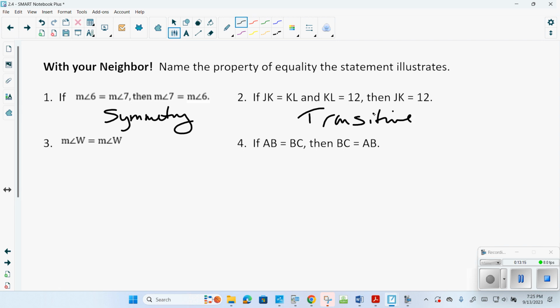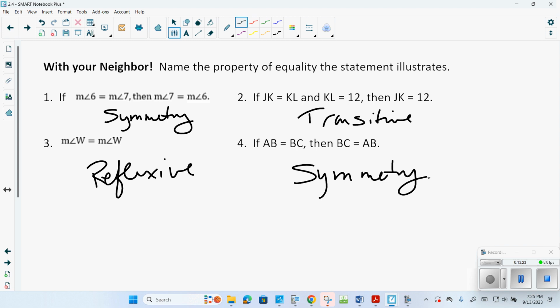Angle W equals angle W. This is the one that most people will forget. It's called reflexive. And the last one is symmetry again. Anytime I'm flipping it around the equal sign, so AB equals BC, then BC equals AB.